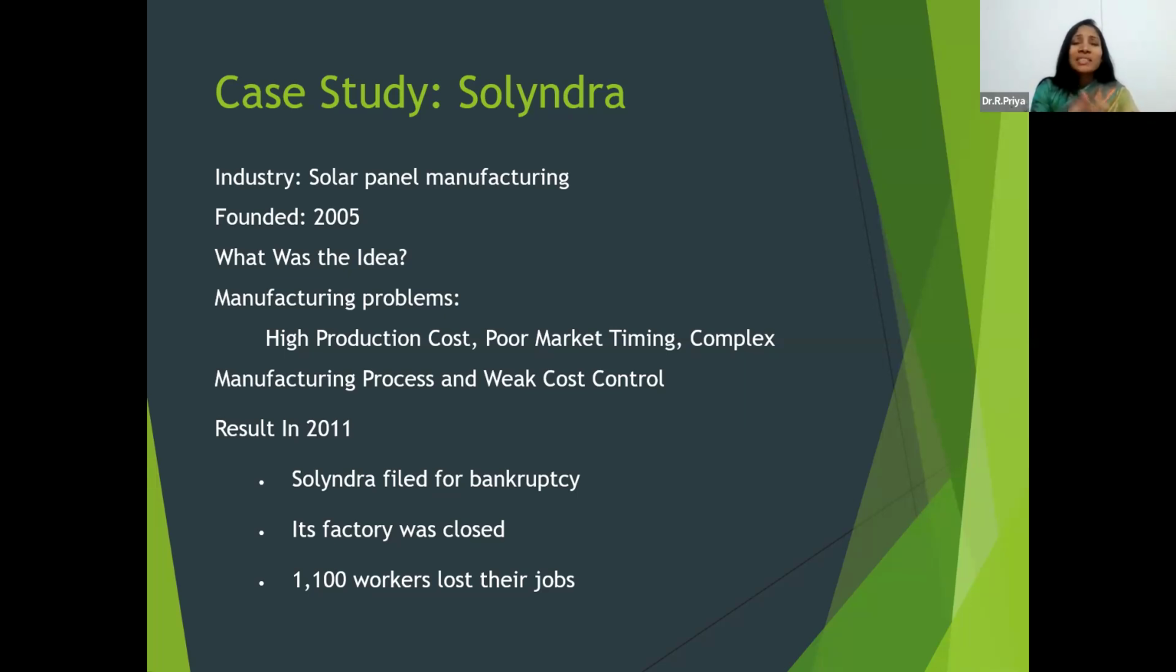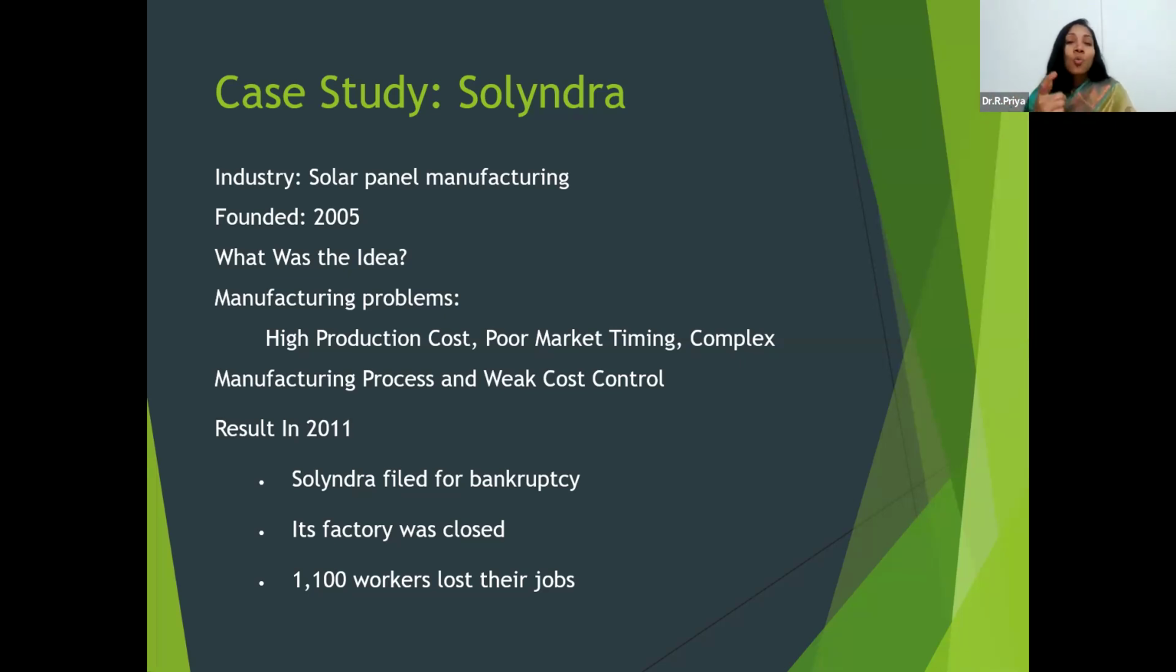Solandra developed a new type of solar panel that did not need a heavy mounting frame. It used less silicon and was installed on commercial buildings. The company built a high-tech green manufacturing plant costing more than 700 or 800 million dollars, if I'm not wrong.